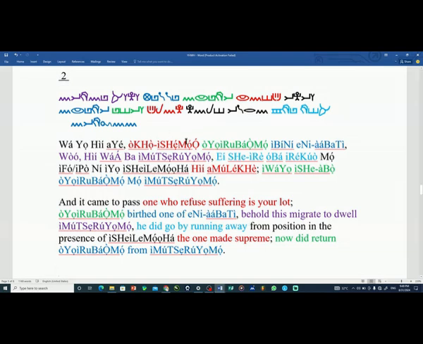So Oko Ishemo, then the name is Oyo Iruba Omo. Now see, this word Omo is also here. Omo means the people. So Oyo Iruba Omo is talking about somebody who brought rebellion. Iru is to scatter something.